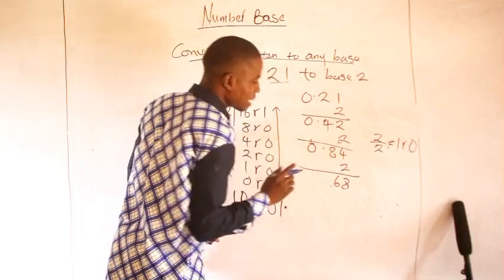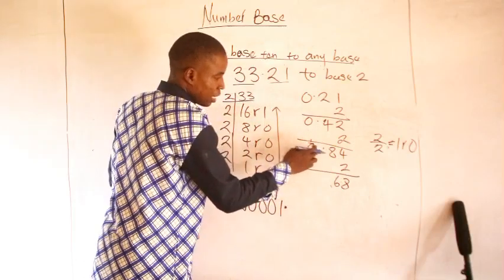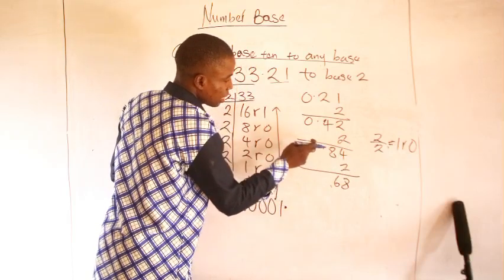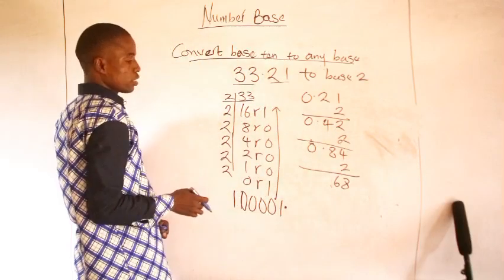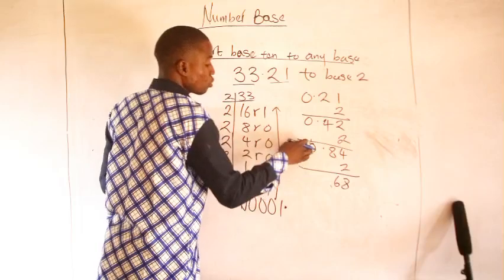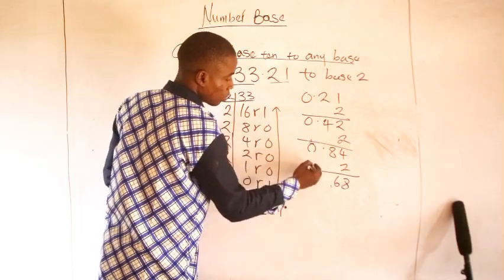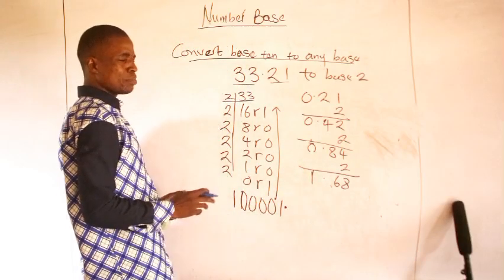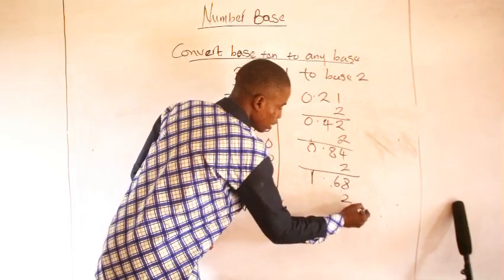What that means is that this one and this is what? 0 plus 1. It will now be 1. Are you getting me now? Now the next one, you do the same thing.